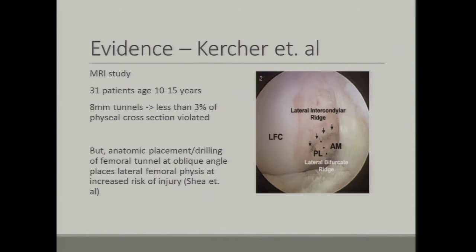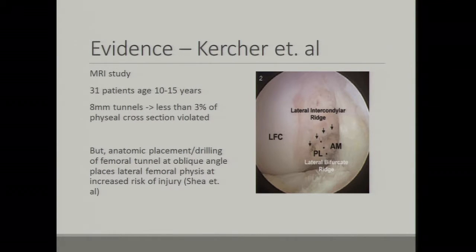This was just an MRI imaging study, actually just computer modeled representations of tunnels across a growth plate, looking at about 8 millimeter tunnels in a size range of 10 to 15-year-olds. It was found that less than 3% of the physeal cross-section area, so less than 3% of the growth plate, was disrupted. Based on that, you would think that it's okay just to drill across it if you combine that with our animal model studies.